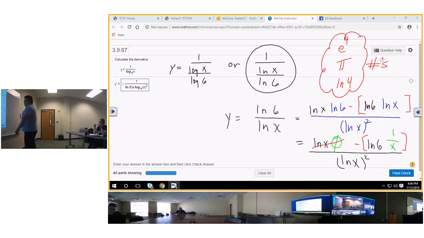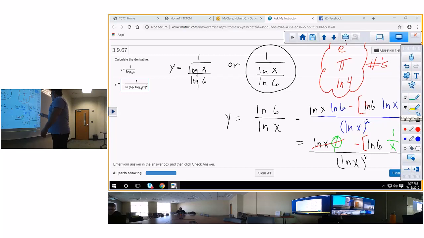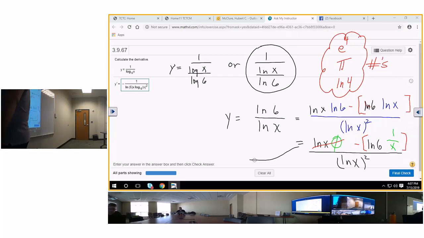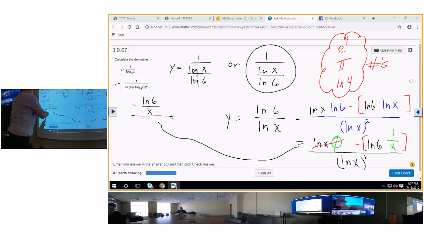Okay? So we've got negative natural log of 6 over the natural log squared. So that's going to give us negative natural log of 6 over x, divided by the natural log of x quantity squared. I don't know if that's what they want, but that's close enough for government work.